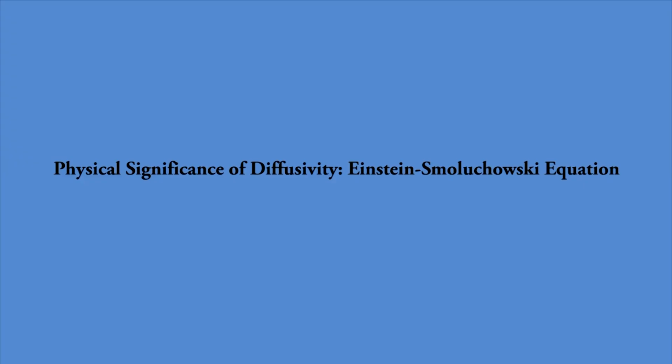Welcome to the 34th lecture of the open course on diffusion in multi-component solids. In this lecture, I have presented the derivation of Einstein's equation, which is also known as the Einstein-Smoluchowski equation. This equation established the physical significance of the diffusivity term as a measure of mean square displacement per unit time.